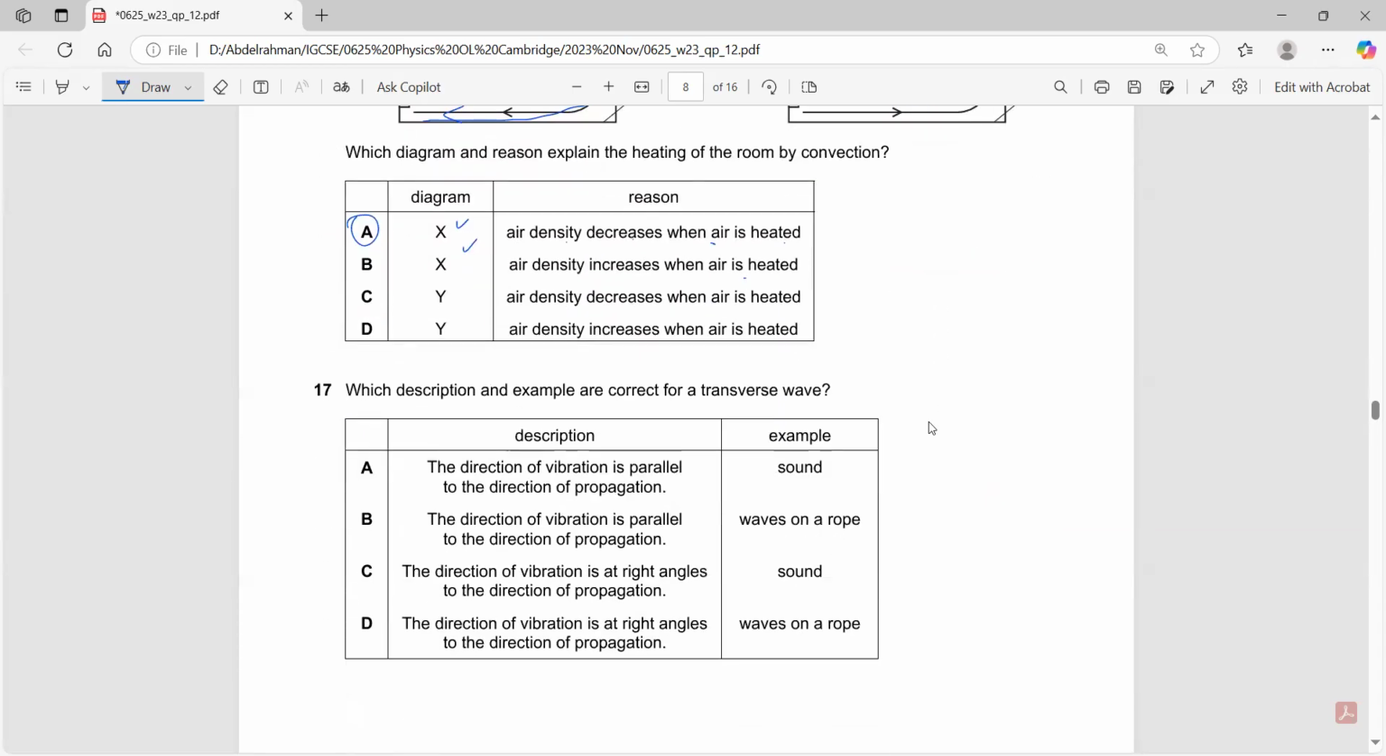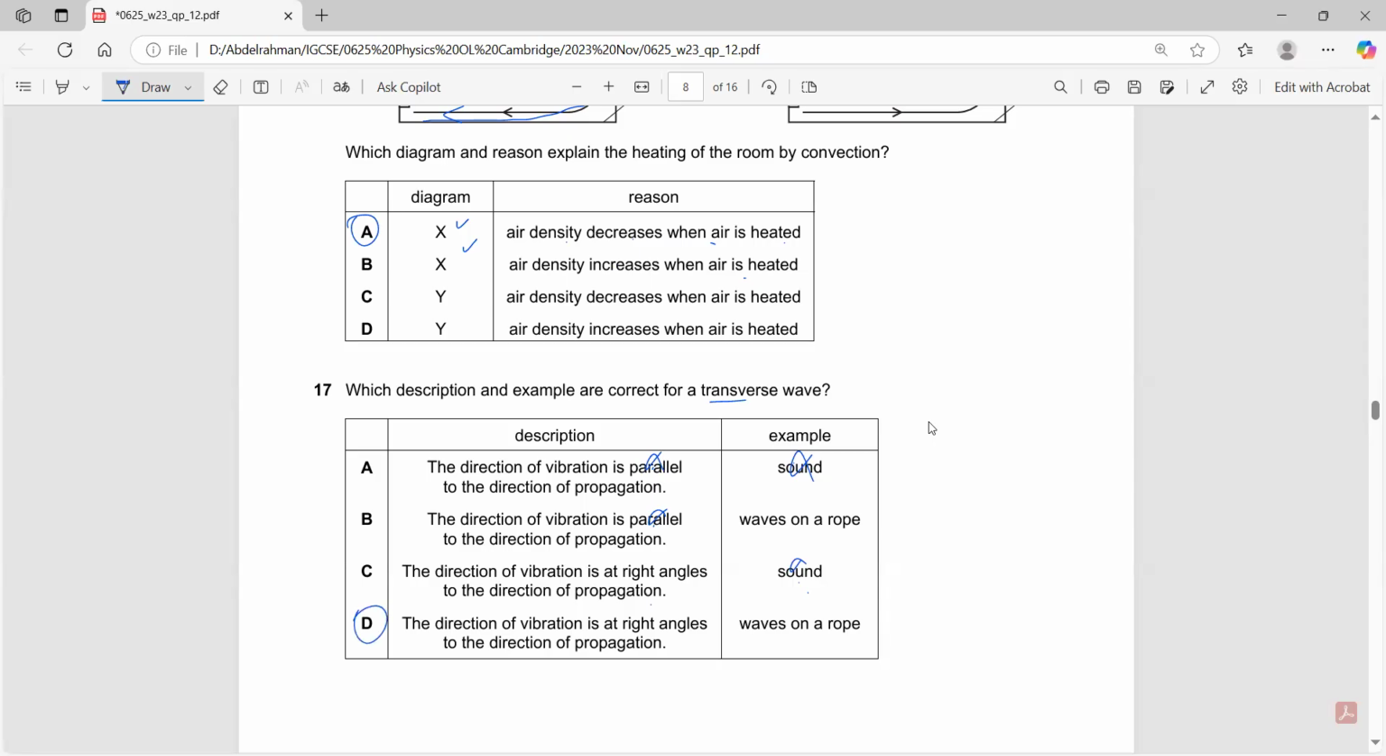Which description and example are correct for a transverse wave? Is a sound wave a transverse wave? No, it's not transverse. Direction. Does the transverse wave move up and down? Does it move perpendicularly, or left and right? Is it parallel or perpendicular? No, it's not parallel. It is perpendicular.